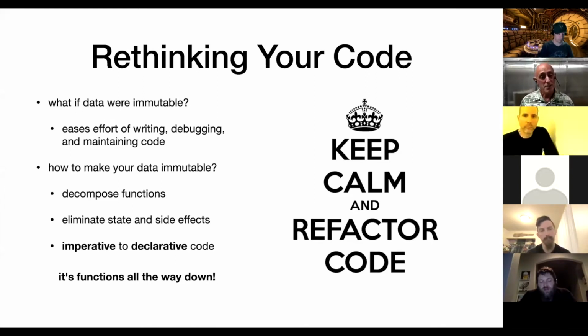So how do you make your data immutable? You decompose functions, you eliminate state and side effects, you change your imperative code to declarative code. And at the end of the day, it really is functions all the way down. Your function calls somebody else's function, which calls somebody else's, and ultimately it calls some system function at the low level, and it's just functions all the way down, and we're in happy land.